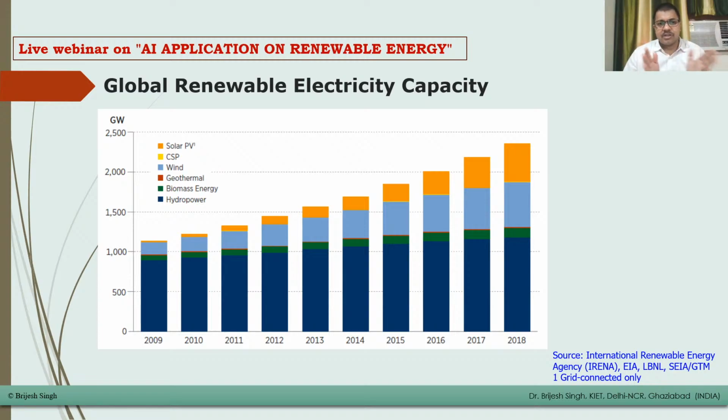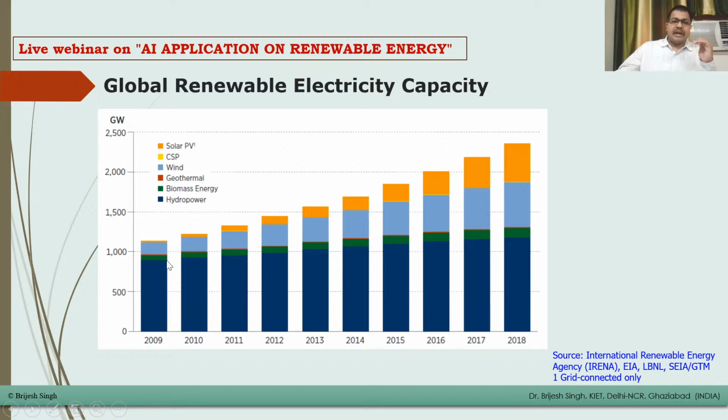Now if we look at the global renewable electricity capacity, this data is taken from the International Renewable Energy Agency, IRENA. You can see that from 2009 to 2018, hydropower had very small growth, the increment in hydropower plants is very little.